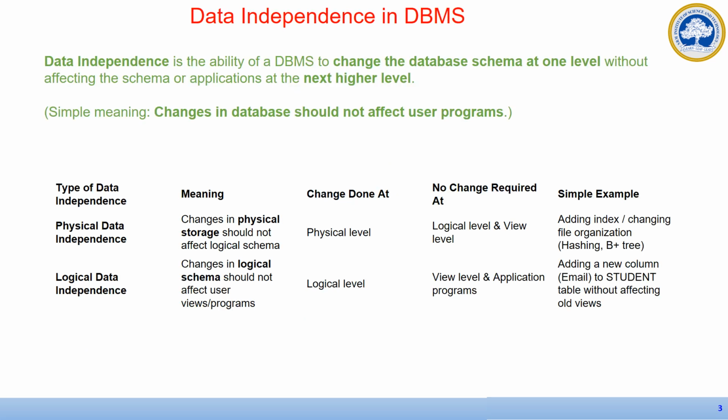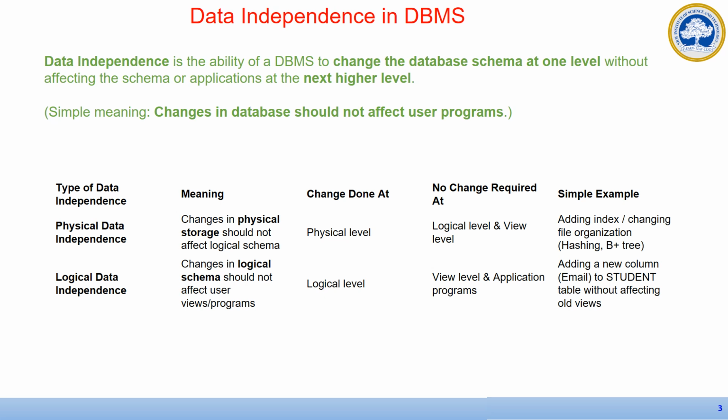In data abstraction, data independence is also there. It is the ability of the DBMS to change the database schema at one level without affecting the schema at the next higher level. The simple meaning is that changes in the database should not affect user programs. Physical data independence means changes in physical storage should not affect the logical schema. Logical data independence means changes in the logical schema should not affect the view programs. No changes are required at the logical level and view level.